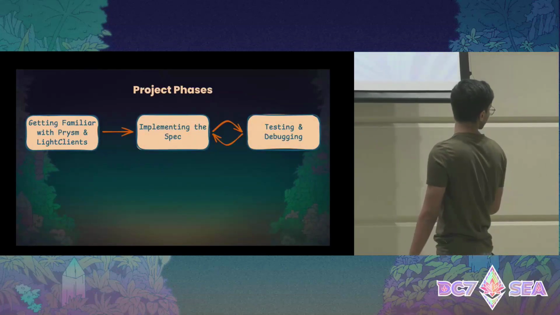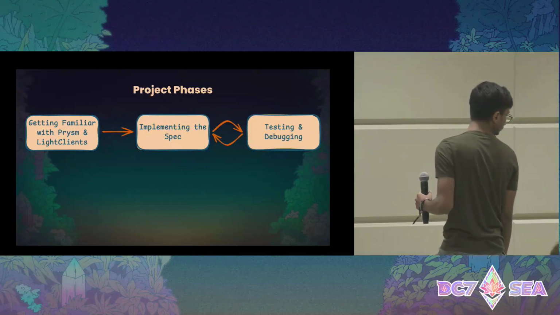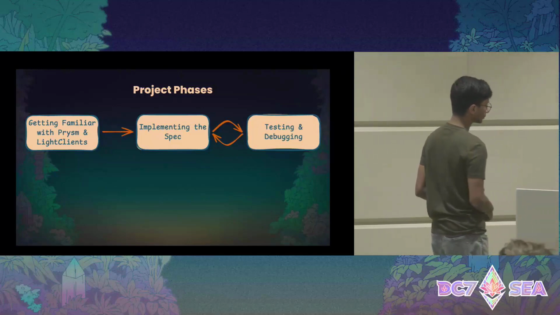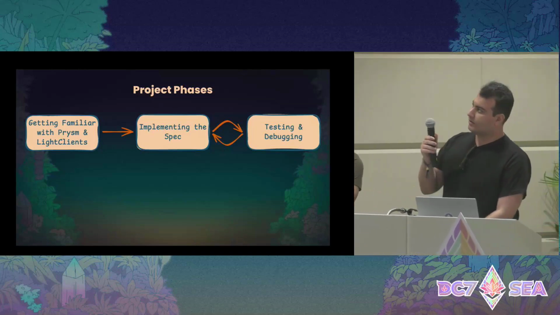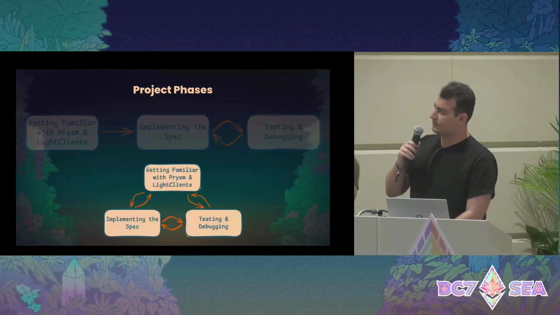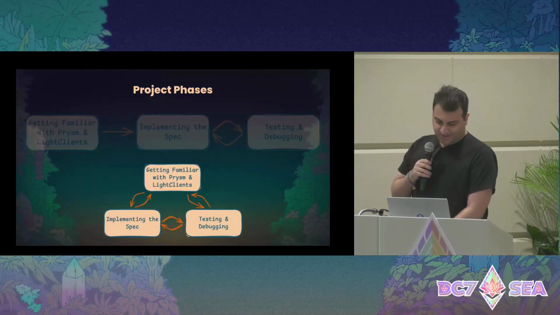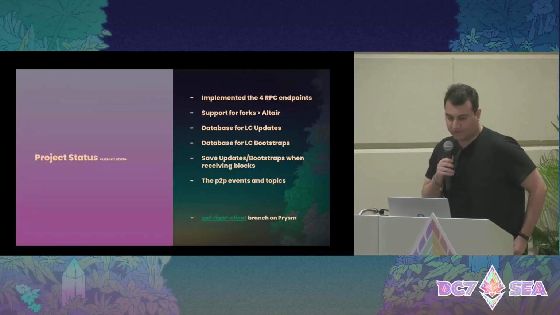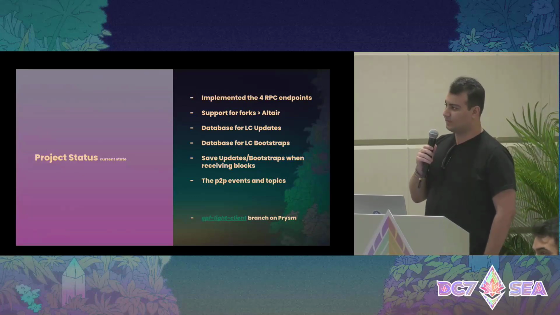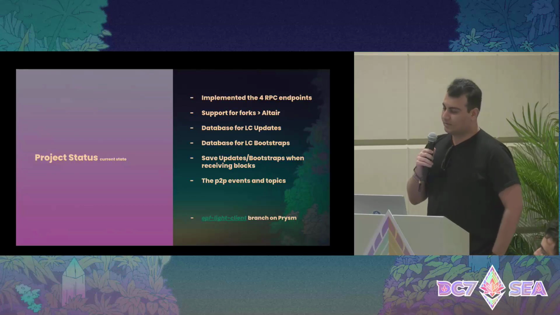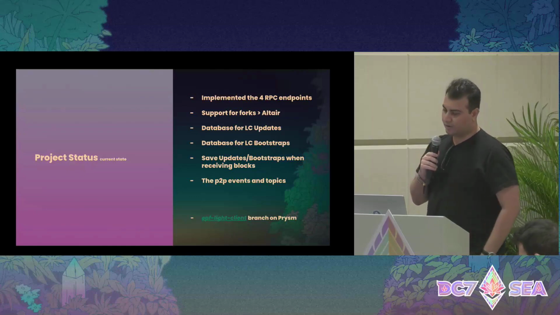The project phases were: we got familiar with Prysm and how light clients work, and then we started implementing the specs and going back and forth with testing and debugging. This is nice, but this is a lie. This is how it actually is. So everything was weird. But the current state of the project is that we implemented the four RPC endpoints, for all forks after Altair, which are all the forks that support light clients.